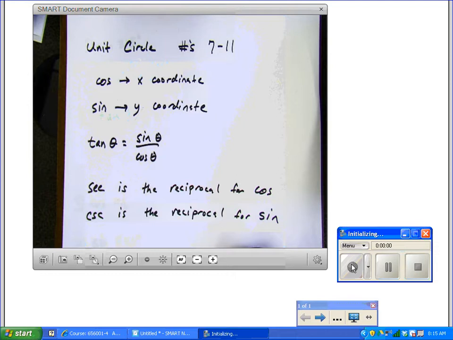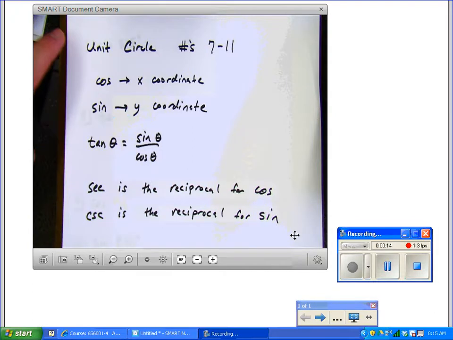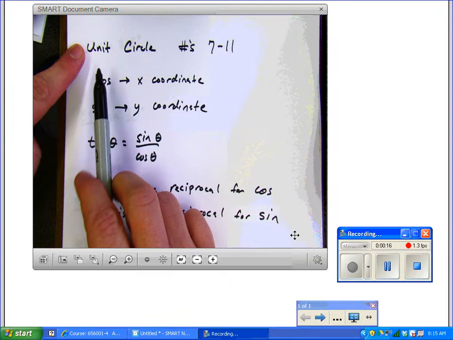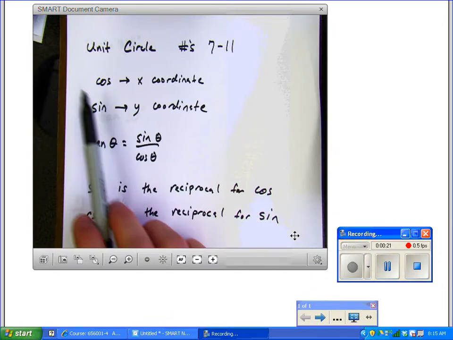Okay, this is for numbers 7 through 11. You had to find the cosine, sine, secant, cosecant, tangent, or cotangent of a given angle here. So the directions told you to use probably reference angles, or in this case, what we used was the unit circle. Now, let's go over some things about our unit circle here.